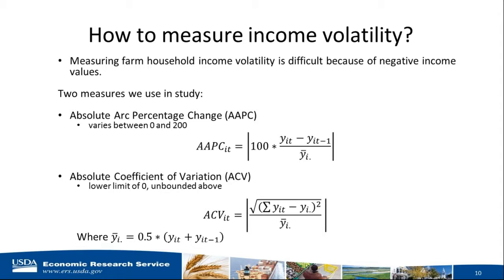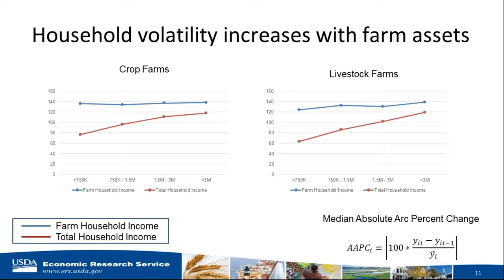And so we designed these, or borrowed, I should say, these 2 measures, the absolute arc percent change, which is basically just the absolute value of arc percent change, and the same thing with the coefficient of variation. And these 2 measures capture the volatility between the 2 periods that we measure for each individual farm household.